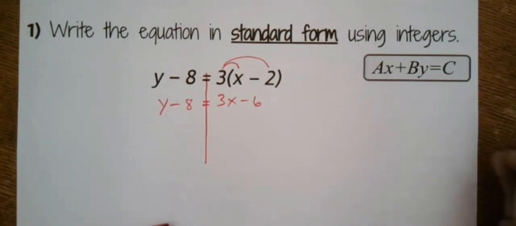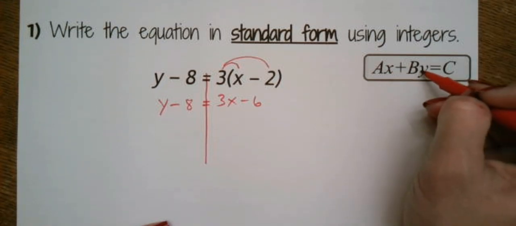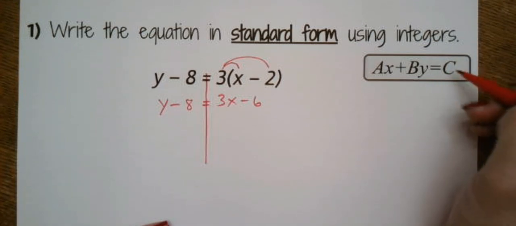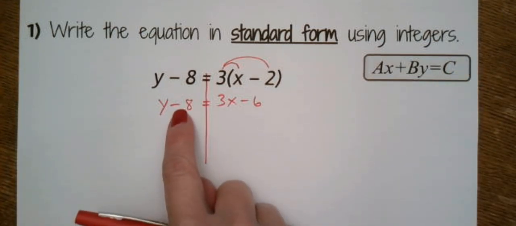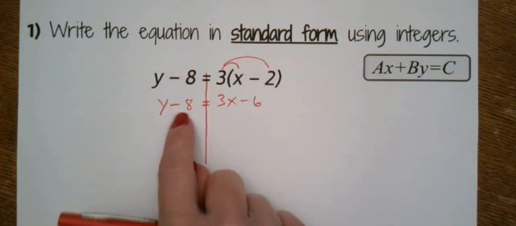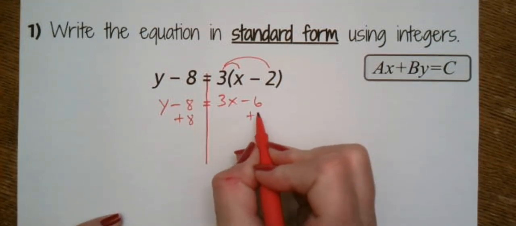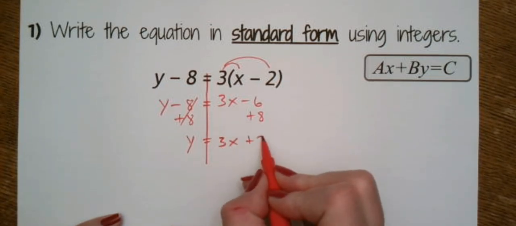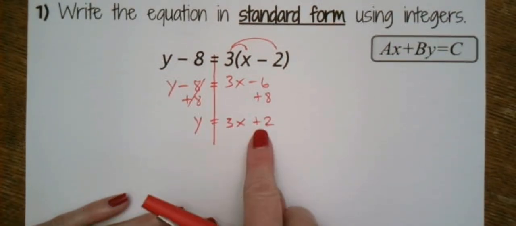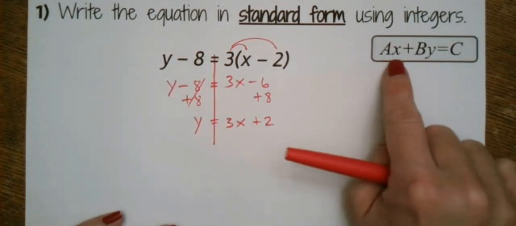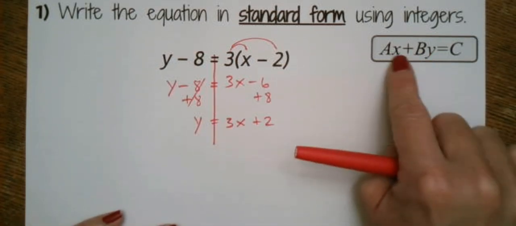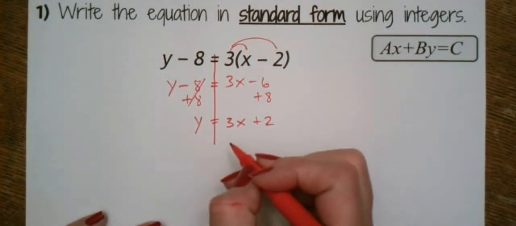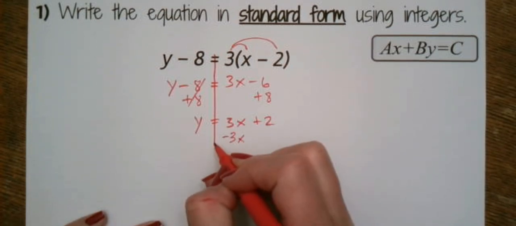Then you'll notice when an equation is in standard form, the x and the y terms are both on the left of the equal sign and the constant's on the right. So I'm going to move this -8 over to the right-hand side because I don't want it on the left. Now you're going to notice that the equation is in slope-intercept form. Again, the x and the y and their coefficients are on the left. So I need this 3x to be over on the left-hand side. So I'm just going to subtract it, and that's going to move it over there.